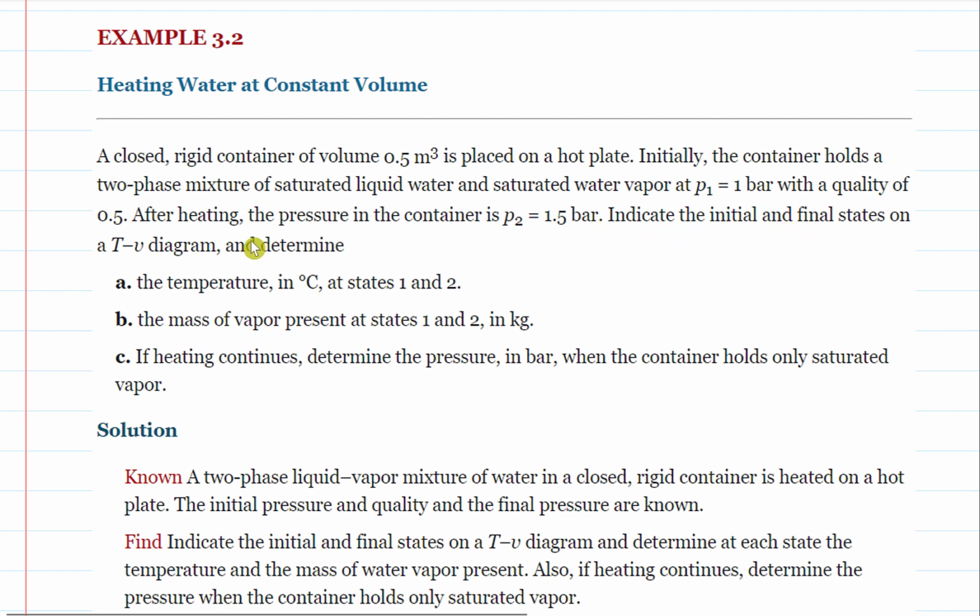Indicate the initial and final states on a TV diagram and determine the temperature at state 1 and 2. Mass of the vapor present at state 1 and 2. If heating continues, determine the pressure in bar when the container holds only saturated vapor.